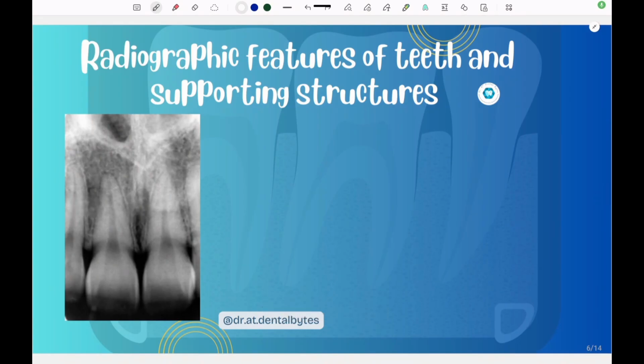Let's see what structures are visible on a maxillary central incisor IOPA. This thin radiolucent line is the intermaxillary suture. It appears in the midline of the maxilla.